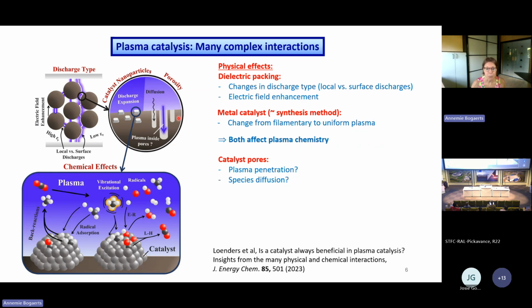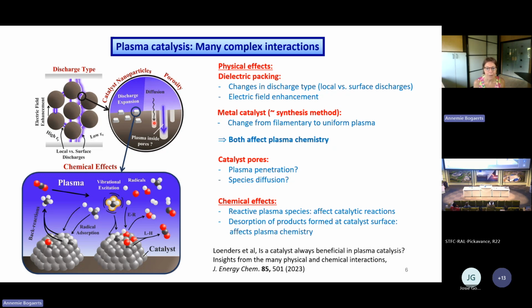Then catalyst pores: catalyst supports typically have pores. Then the question arises, can plasma penetrate inside the pores? And if not, can species still diffuse into the pores? I will also come back to that later in my talk. And then there are, of course, also chemical effects, where reactive plasma species affect the catalytic reactions. So typically there are not only Langmuir-Hinshelwood reactions happening, but also Eley-Rideal reactions with radicals from the plasma. But also you have vibrationally excited species, which can reduce the energy barrier for dissociative adsorption. And then, of course, you have desorption of products formed at the catalyst surface, which affect, again, the plasma chemistry.